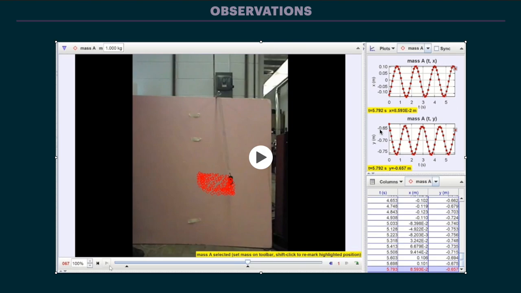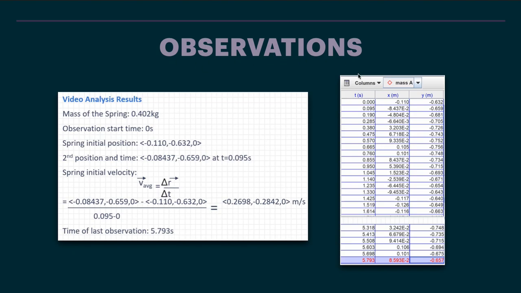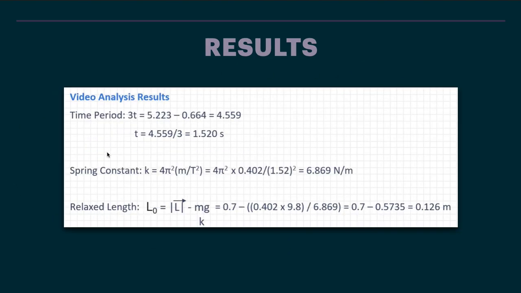As you can see, the graph for the object and its motion with the spring has been plotted. Here are some observations. The mass of the object has come to almost 0.4 kg. The starting time was obviously 0 seconds and the initial position has been calculated. We have used the velocity update formula, the average velocity formula and the time of last observation. The results are like this.